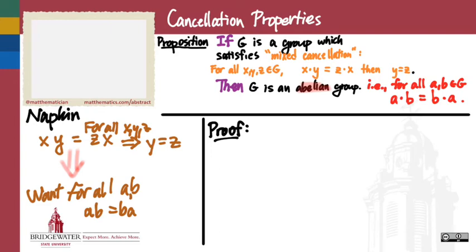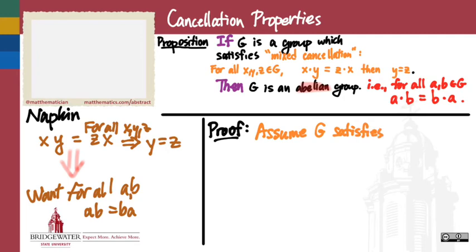So if I wanted to signal to the reader that we're going to use a direct proof, what should my first line be? I think Kenzie already said it. Assume, and what am I assuming? Assume G is a group that satisfies the mixed cancellation. Yes. Assume G satisfies mixed cancellation.